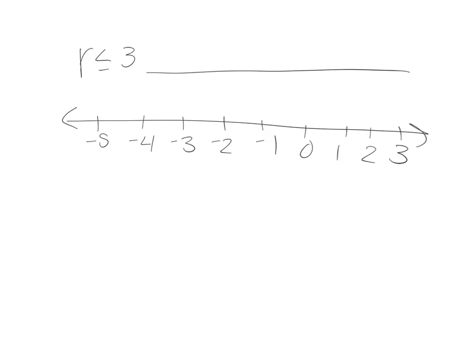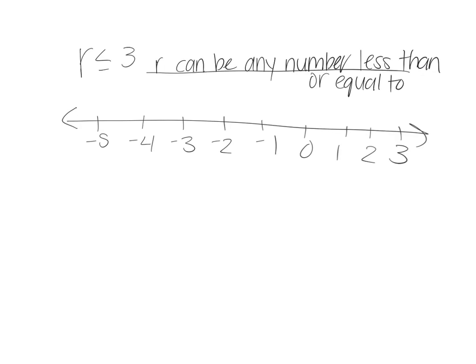Now let's try this one. R is less than or equal to 3. Small side, smaller number, which means R is smaller than 3. So I need to describe this in words. R can be any number less than or equal to 3. Now I'm going to graph it.